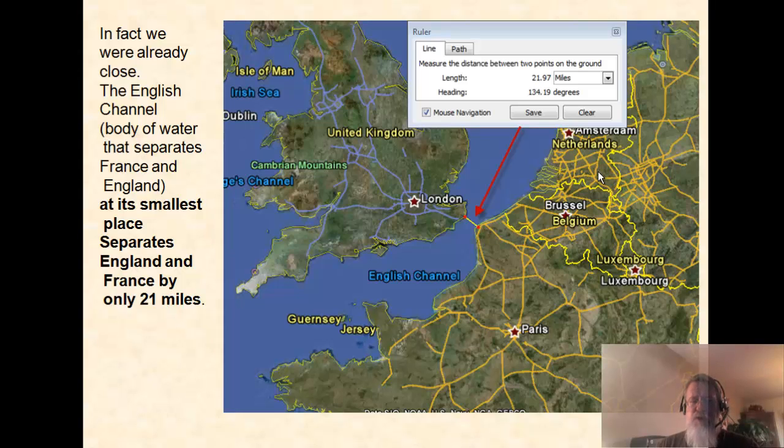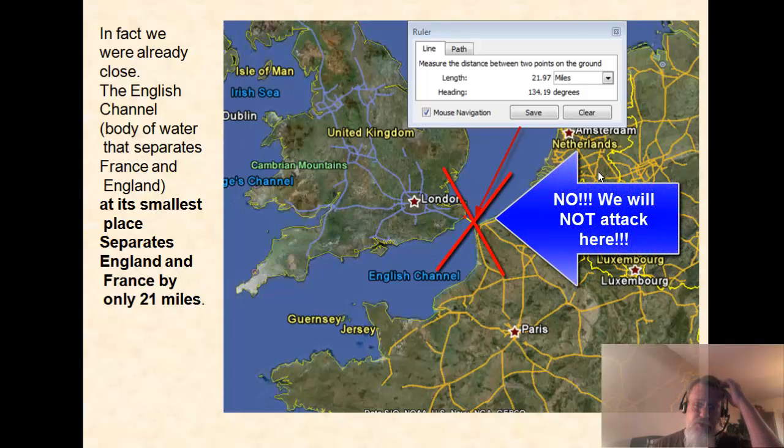The key was, where were the Allies going to attack? Now, of course, conventional thinking would have had them attacking in the clearest, most easily reachable, shortest place you could go, which was where you see the red arrow pointing to, called the Pas de Calais. At that spot, it was only about 21 to 22 miles apart.